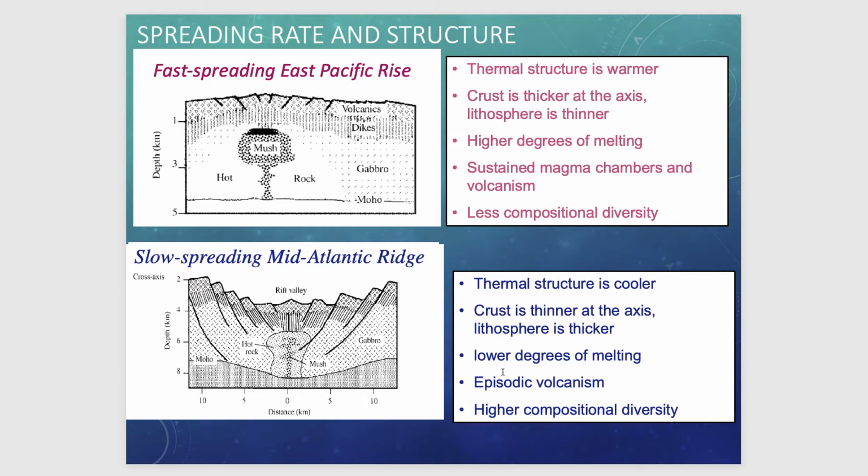So lower degrees of melting. As I said, the volume of the mash will be lower and the volcanism will be episodic, and because of that you have higher compositional diversity, because in some cases you have less magma interacting and producing volcanic rocks, and in other cases there will be higher magma supply because of this episodic volcanism. Hence the diversity in volcanic products.